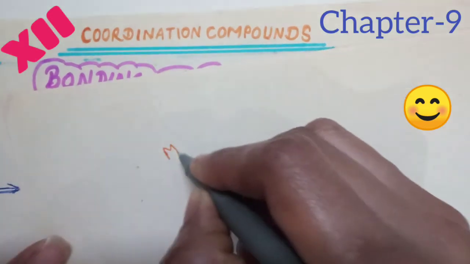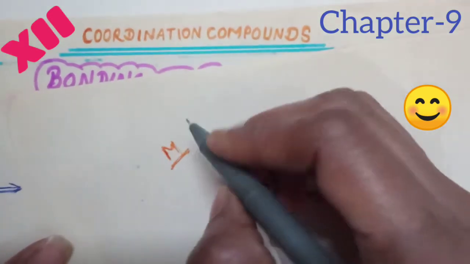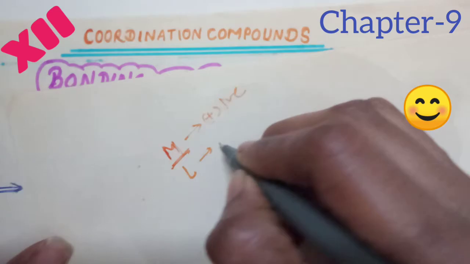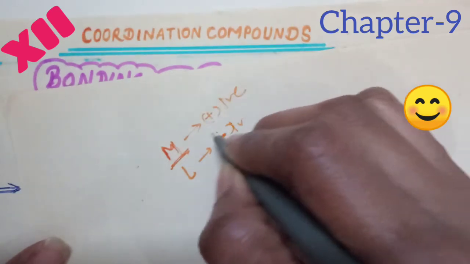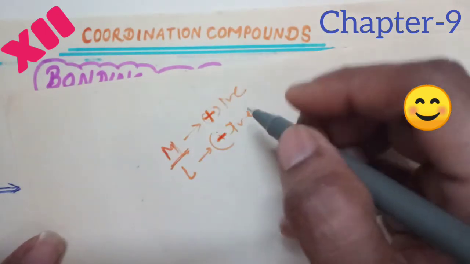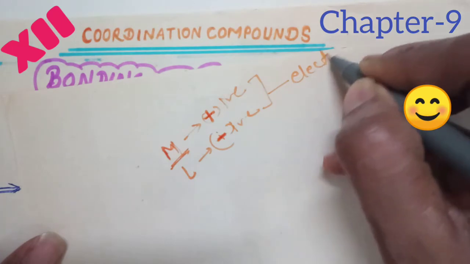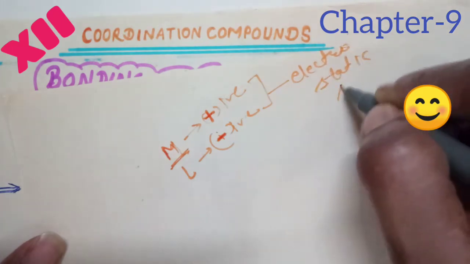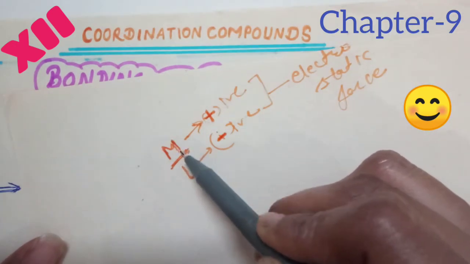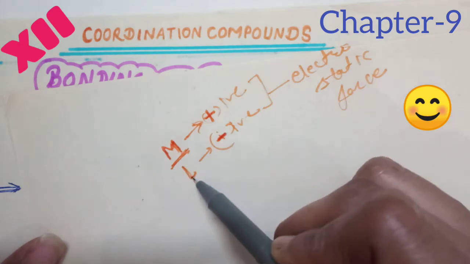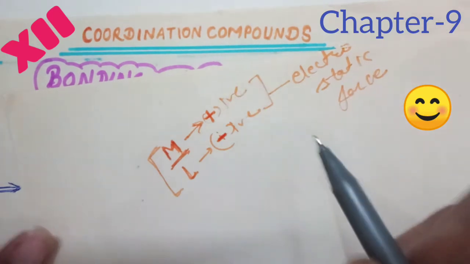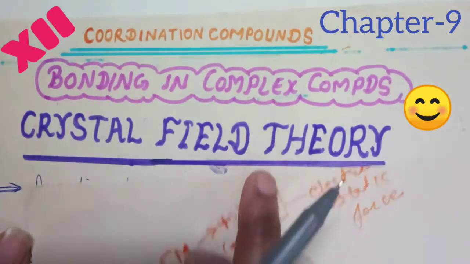Field theory means when we take the metal atom, central metal atom, it is assumed as positive charge, and all the ligands are assumed as negative charge. Okay, between the positive and negative charge, which attraction force is visible? That is electrostatic force. Okay, so due to electrostatic force between positively charged metal atom and negatively charged ligands, there will be the formation of the coordination compounds. Okay, this is the theme of the crystal field theory.